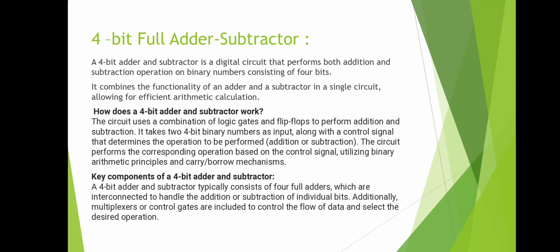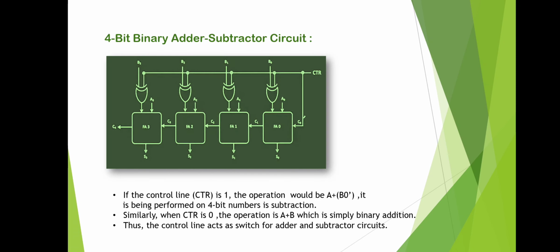A 4-bit adder and subtractor typically consists of 4 full adders which are interconnected to handle the addition or subtraction of individual bits. Additionally, multiplexers or control gates are included to control the flow of data and select the desired operation. Next, 4-bit binary adder subtractor circuit.